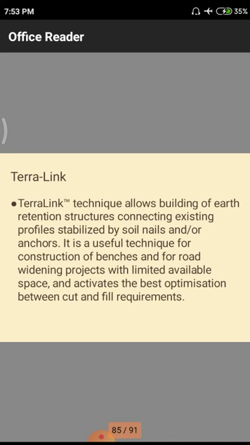It is a useful technique for the construction of benches and for road widening projects with limited availability of land. That means within a small quantity of land we have to go for this kind of terra link, to utilize the land properly. A small quantity of land also has to be utilized for a good purpose.